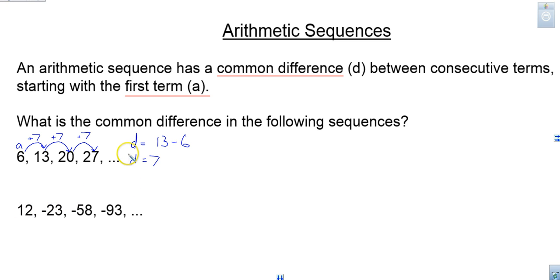Now for this one, it's a little bit more difficult to see, going from 12 to negative 23 and then to negative 58 and so on. So using this trick will help us out. For our common difference d, negative 23 is my second number. I would then subtract the previous number, which is 12. That gives me the common difference of negative 35. So the pattern is that we are adding negative 35 each time to get to our next number. That's why the numbers are getting smaller and smaller, because we're adding a negative number.